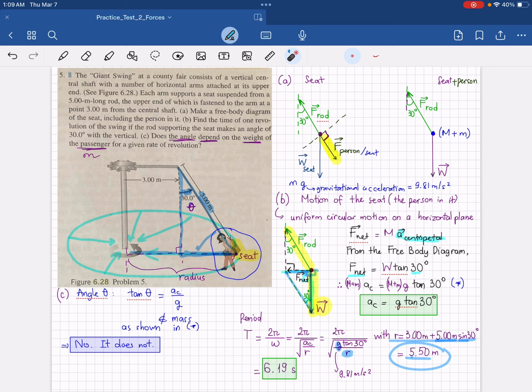And yes, that's it. So that's everything for the giant swing problems, and I hope that next time if you give this game a chance, you will think of something about physics in this game. For me, I will think about it. Okay, thank you.